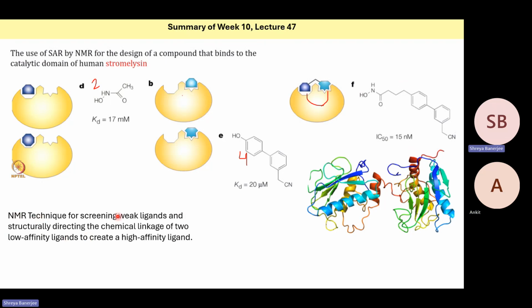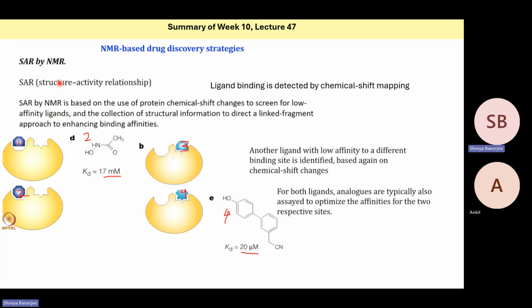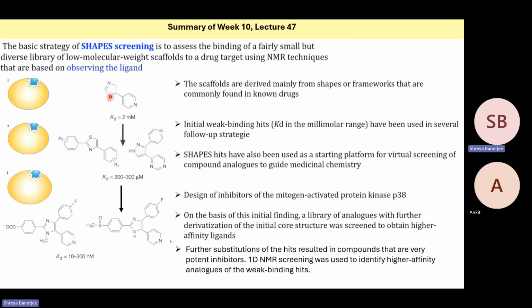So the NMR technique has been used for screening weak ligands. You have screened ligands which are weakly binding to each of the sites, and then structurally directed the chemical linkage of two low affinity ligands. So a linker is determined which will link the two low affinity ligands to create a high affinity ligand. So this technique is called SAR by NMR, that is structure activity relationship by NMR, because you are using NMR to do the initial screening of ligands which will be appropriate for site 1 and site 2.